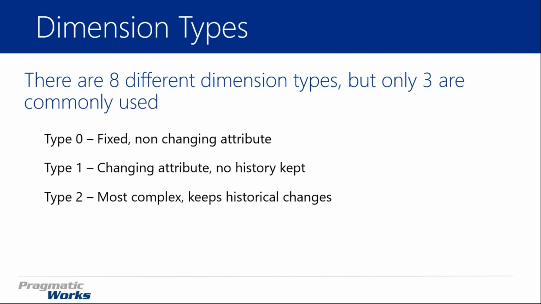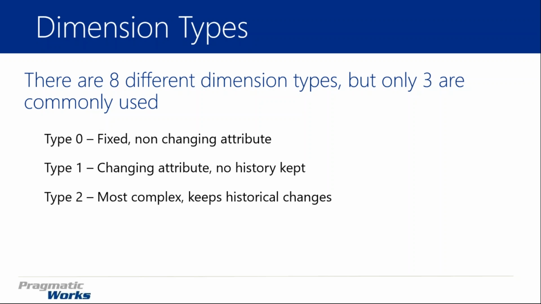Type 2 dimensions are the most complex by far. It's going to add the most complexity to your ETL processes. And this allows you to keep historical changes over time. A good example here might be something like a list price on a product. So I sell a bike for $300, and as of January 15th, we changed the price to $350.